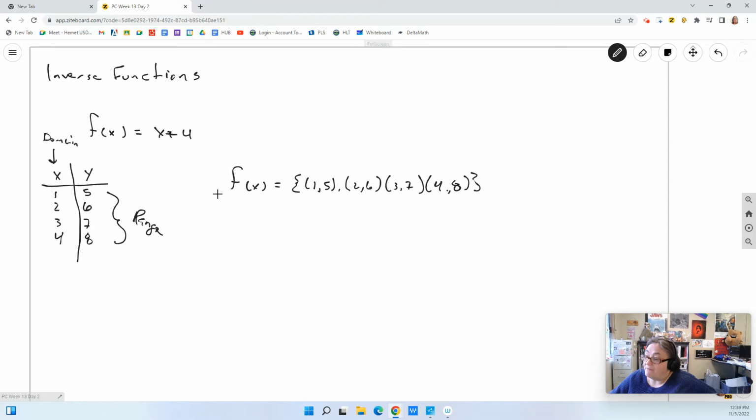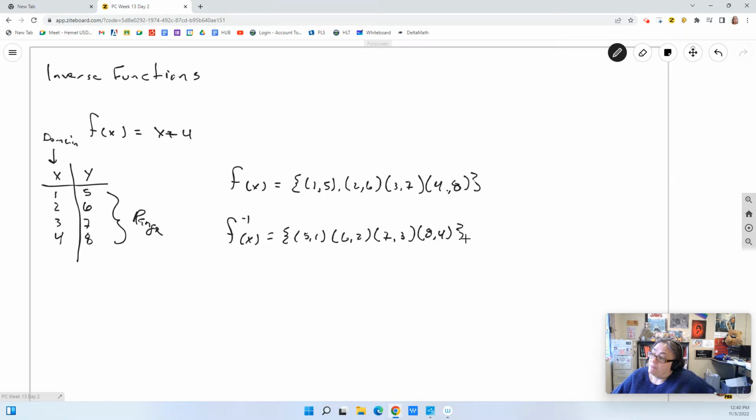The inverse of that function, which we would write, see that little negative one there? Don't think of it in terms of exponents. It just indicates that this is the inverse. If f is the name of the function, f to the negative 1 is the inverse of that function. And it would have a set of points that would be 5, 1, 6, 2, 7, 3, and 8, 4.